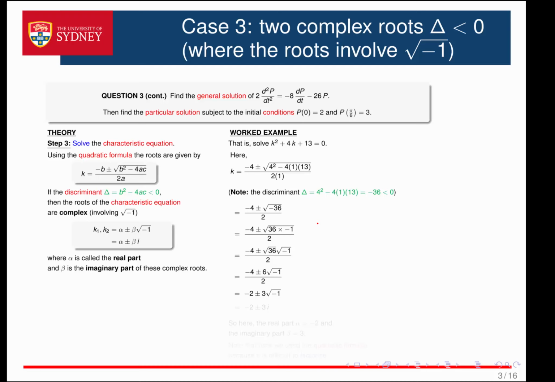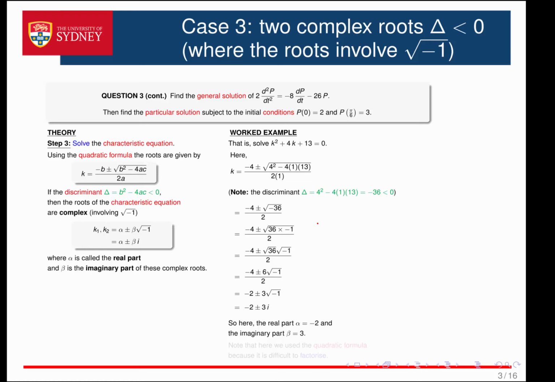We then divide the whole of the numerator by 2. Thus k is equal to negative 2 plus or minus 3 times the square root of negative 1, where again the square root of negative 1 can also be written as i. Thus the two roots are negative 2 plus 3i and negative 2 minus 3i. We've now simplified the roots into the required form of a real number alpha plus or minus another real number beta times the square root of negative 1.